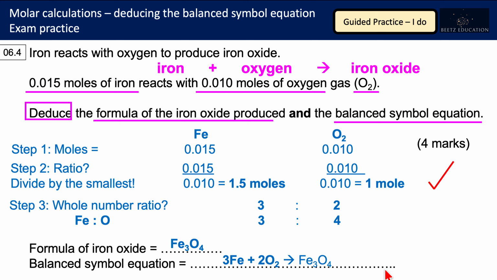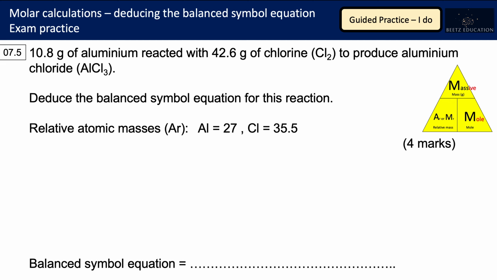I get 1 mark for firstly deducing my molar ratio, second mark for then getting a whole number molar ratio of Fe to O, third mark for the formula of iron oxide, and fourth mark for the balanced symbol equation.